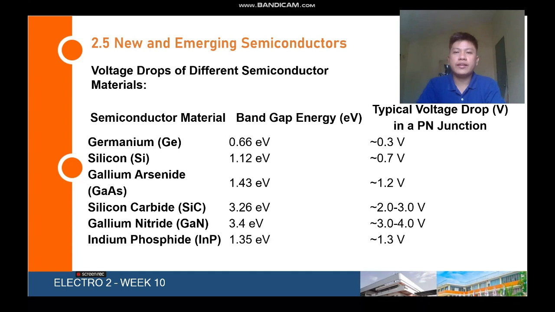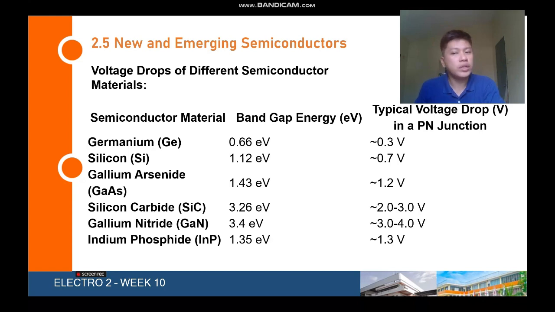So we have new and emerging semiconductors, right? And there are different voltage drops of different semiconductor materials, depending on what materials this particular semiconductor is made of. Although some of the materials here are already existing for a long time, they are included in this table in order for us to compare their band gap energy and typical voltage drop and applications.